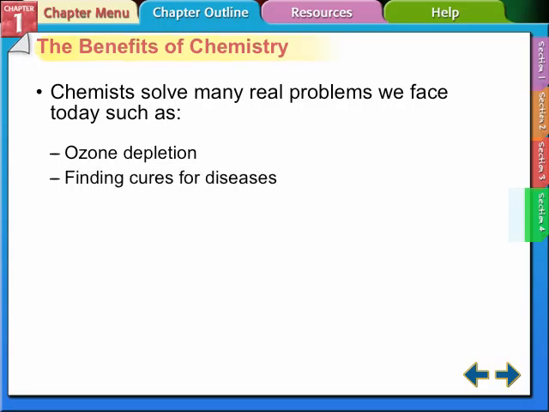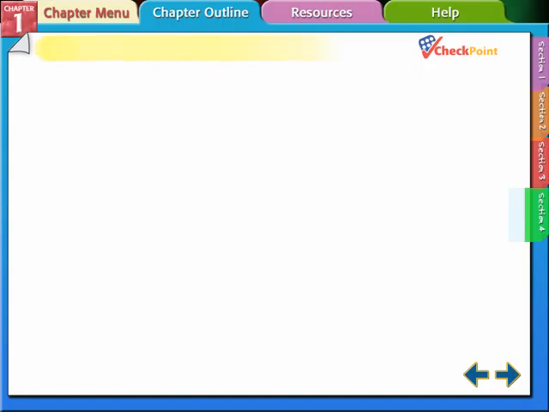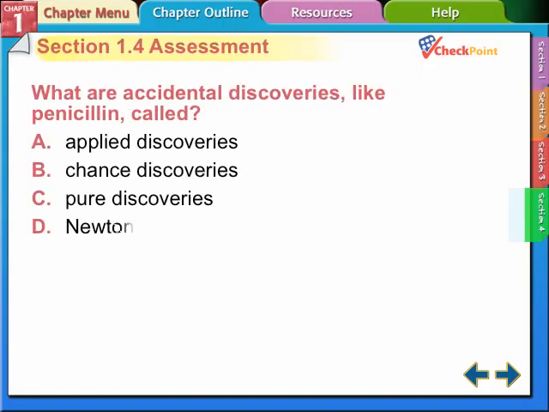Finding cures for diseases. Fleming and his penicillin. Probably the most famous case of a chance encounter. Reducing the weight for cars. There is a law out that says miles per gallon for cars have to get to 35, I believe, by 2015, which is only a few years from now. So 35 miles a gallon. So that means the cars have to find ways to make cars lighter. They've been doing that. Okay, so accidental discoveries like penicillin, what do we call them?